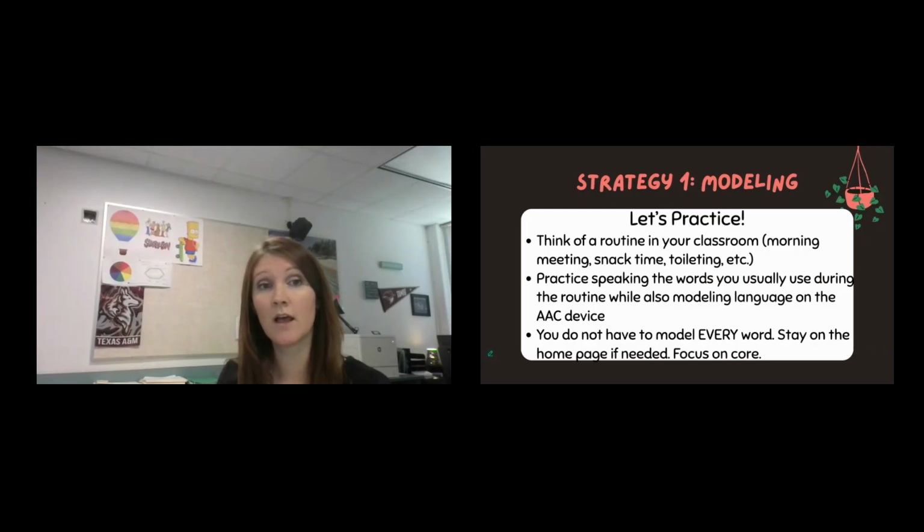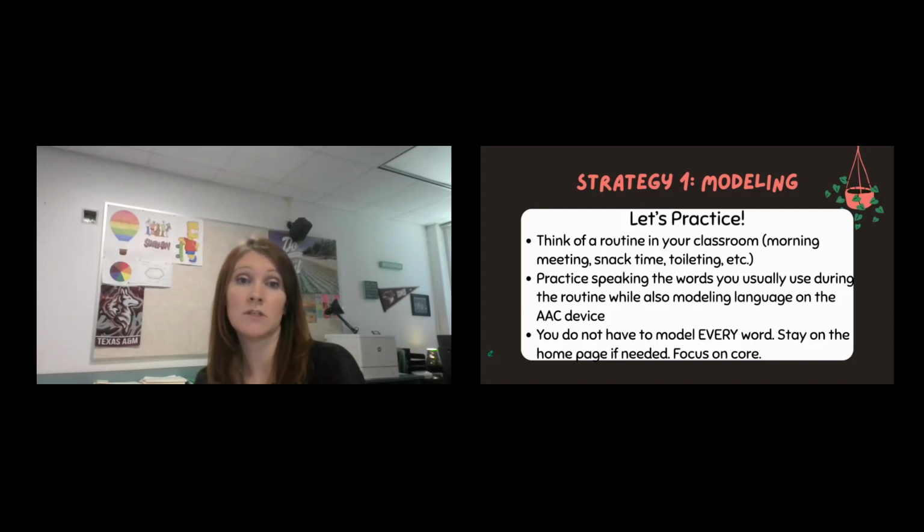So if you need to print the low-tech core board, that's paper-based, you can model on that. If you have access to a robust dynamic device, either one of your students leaves it at school or you have access to it in your classroom, you can practice on that. If you have the poster in the classroom, you can practice on that. But I want you to practice speaking the words that you would usually use during the routine while also modeling language on the device or the board. You do not have to model every word. If you're on a tablet, you can stay on the home page. That's where a lot of that core vocabulary is. So don't get lost in folders if that's overwhelming to you.